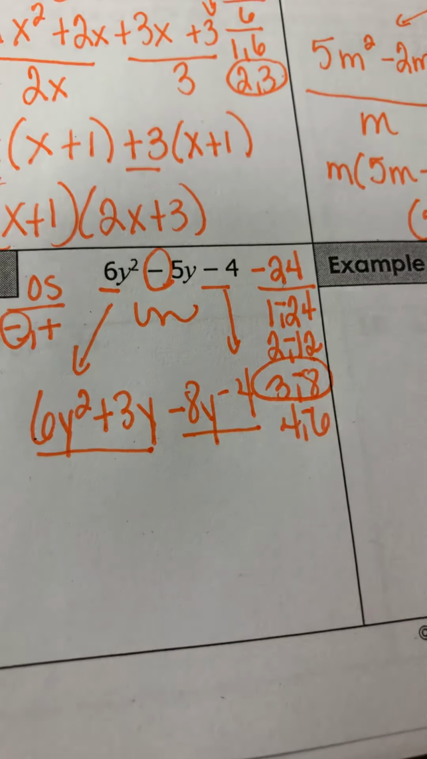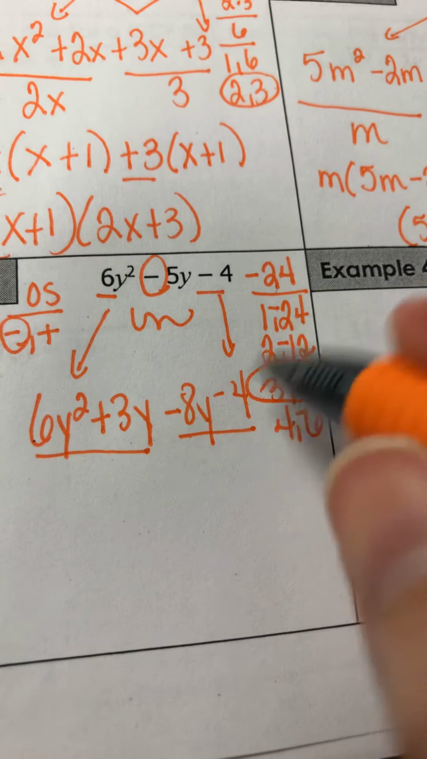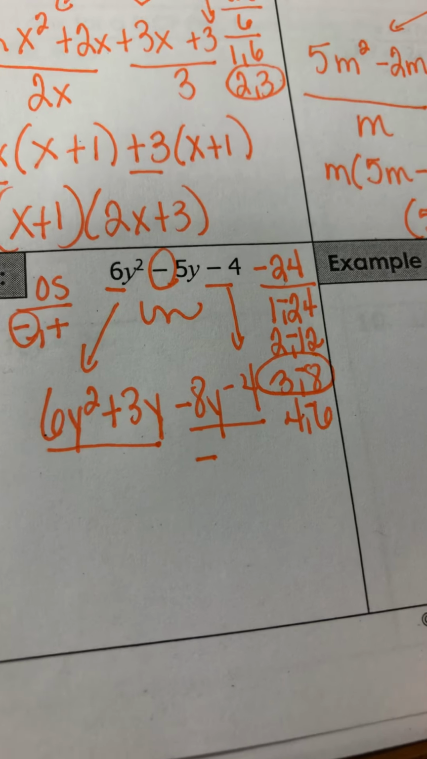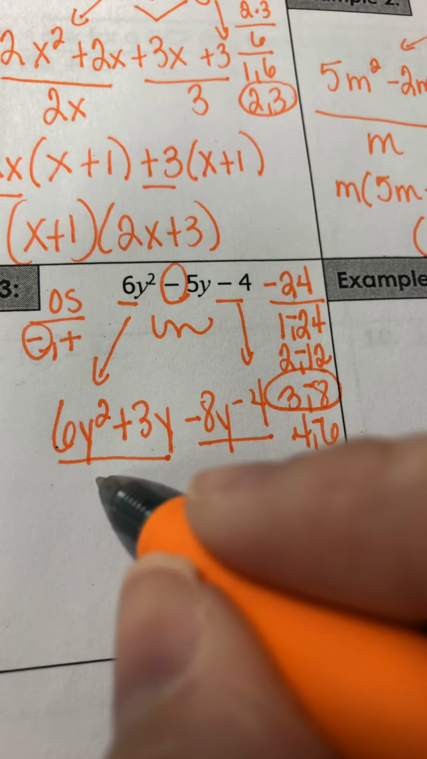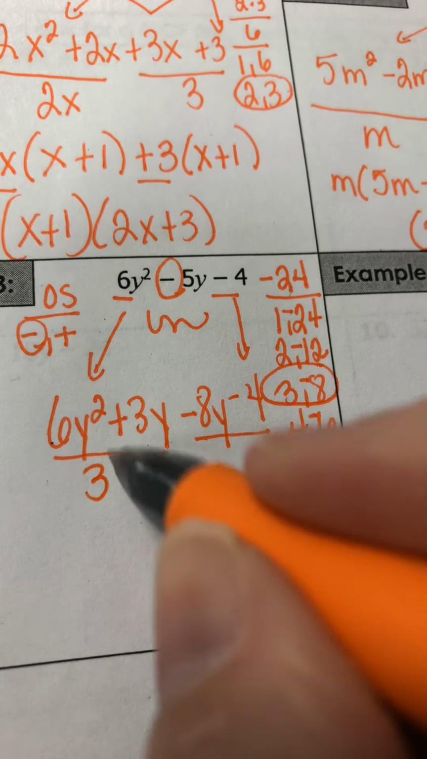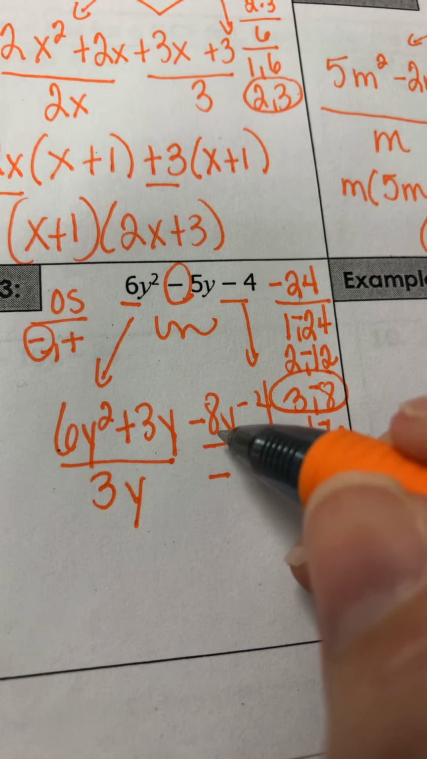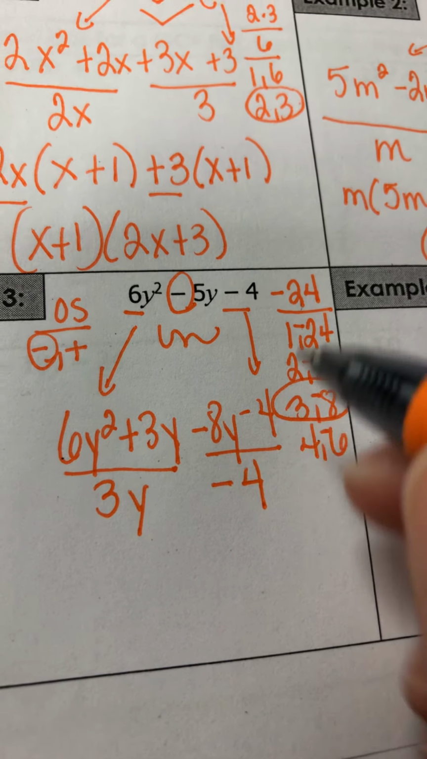Now let's make our two groups. Group 1 is positive, group 2 is negative. So since the signs don't match in each group, let's make our second GCF a negative. Now looking at group 1, 6 and 3 have a GCF of 3. Y squared and y have a GCF of y. 8 and 4 have a GCF of 4. They don't share a y.